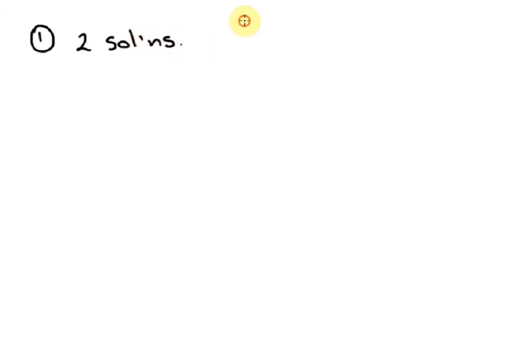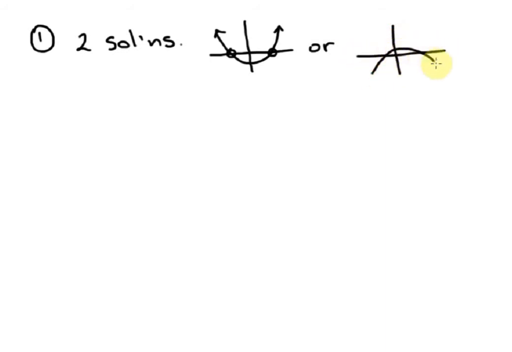What this means as far as the graph goes is that if you graph the related function, you would get a graph that does something like this, where you have 2 x-intercepts. Okay, so this would be a graph with 2 solutions. Or maybe the graph opens downward and you have a graph that looks something like this. Okay, so we have 2 x-intercepts, 2 solutions.